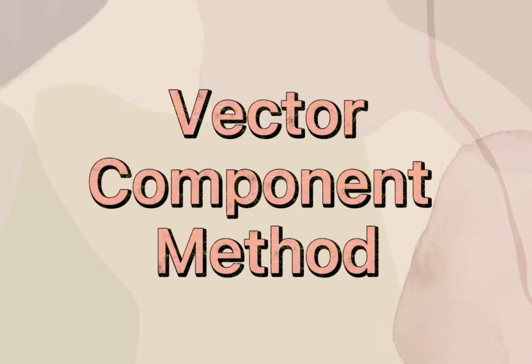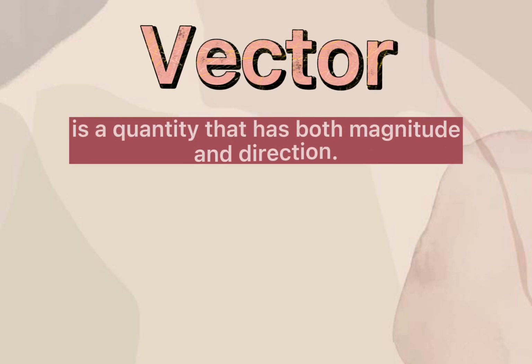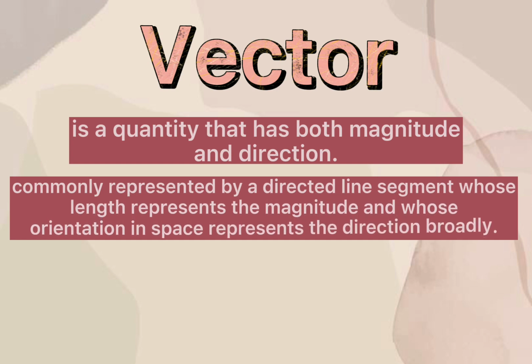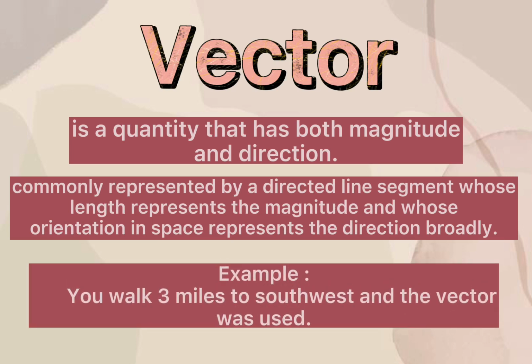Today we will be discussing the vector component method. What is a vector? A vector is a quantity that has both magnitude and direction. It is commonly represented by a directed line segment whose length represents the magnitude and whose orientation in space represents the direction. For example, you walked 3 miles to the southwest, and a vector was used.